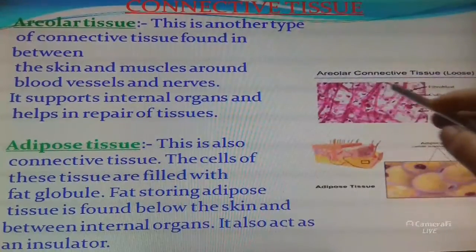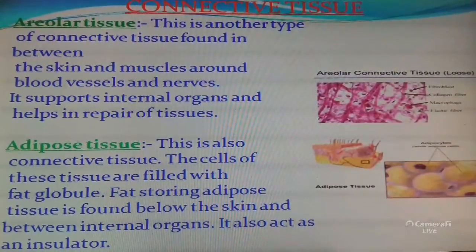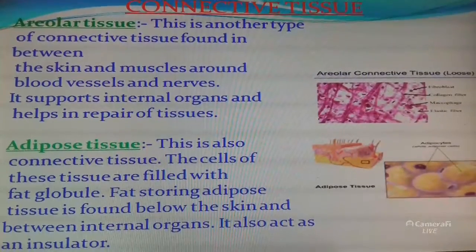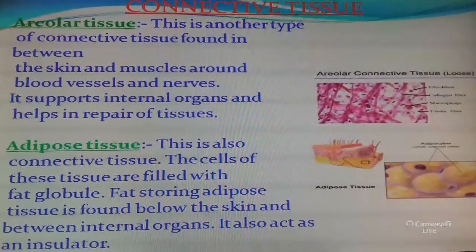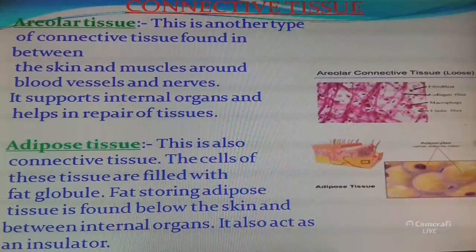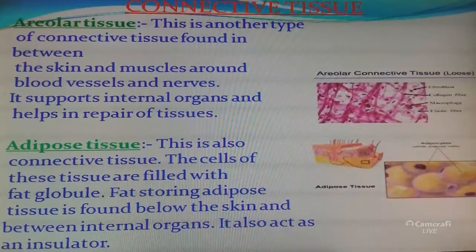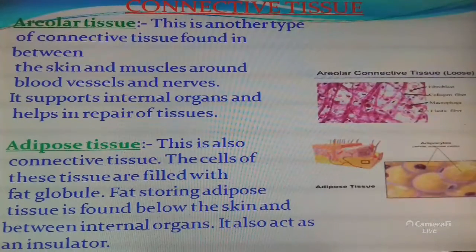Another type of connective tissue is areolar tissue and adipose tissue. This is areolar tissue and this is adipose tissue. Areolar connective tissue is found in skin and muscles, around the blood vessels and nerves. In this type of tissue, the matrix is transparent, gelatinous and sticky, and has many types of cells and two types of loosely arranged fibers.